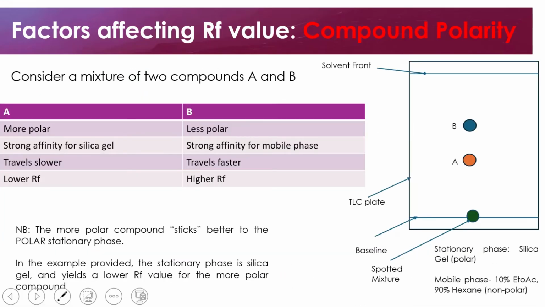Let's see how the compound polarity affects RF value in chromatography. Assuming we want to separate two compounds, compound A and compound B, in a mixture by thin layer chromatography or paper chromatography, with compound A being the more polar compound and compound B the less polar compound, and using thin layer chromatography with the TLC plate.